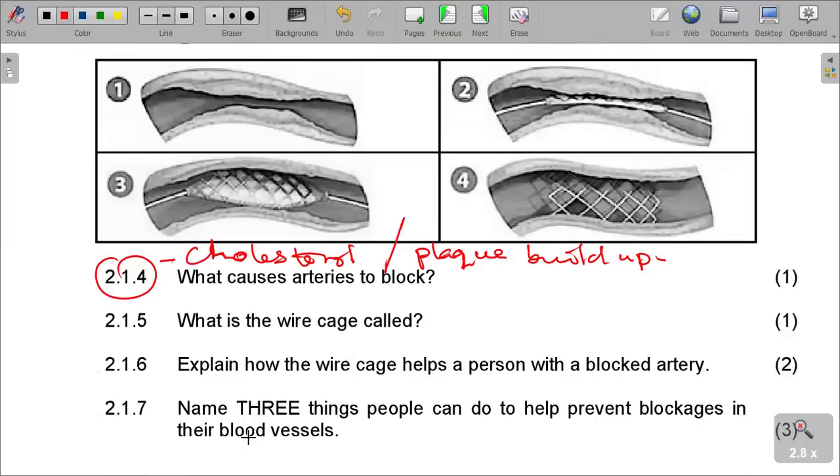Question 2.1.5: what is the wire cage called? The wire cage that is then put there, what is it called? It is called a stent.